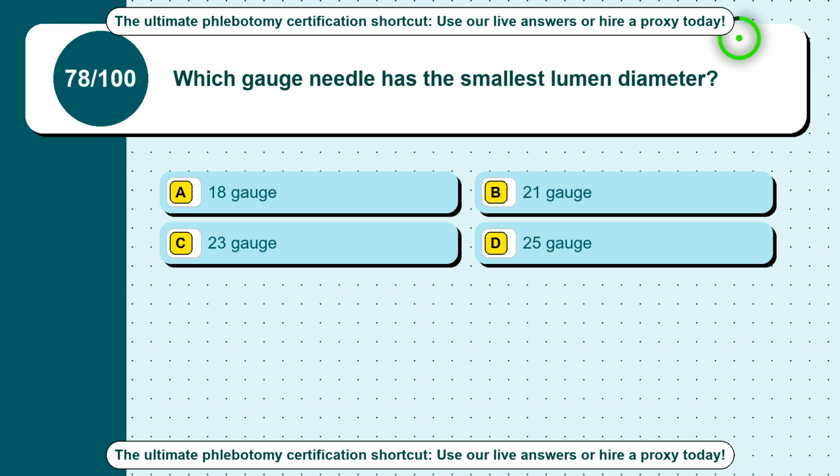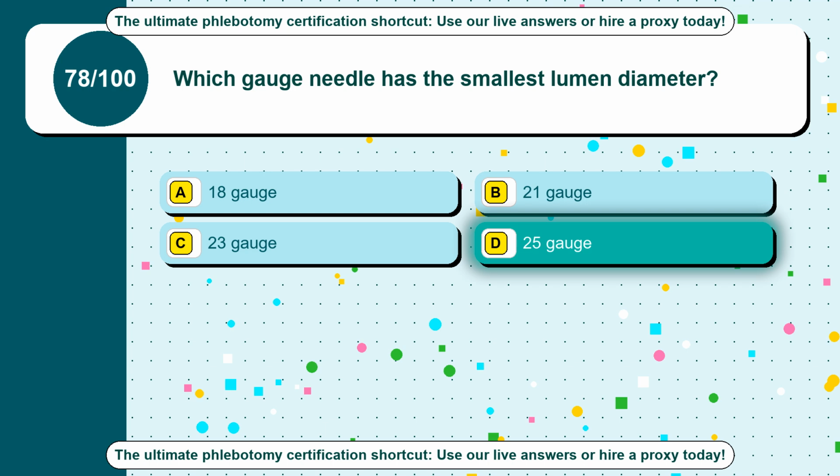Question 78. Which gauge needle has the smallest lumen diameter? Option A, 18 gauge. Option B, 21 gauge. Option C, 23 gauge. Option D, 25 gauge. The correct answer is option D, 25 gauge.